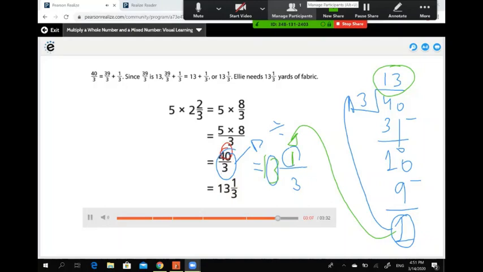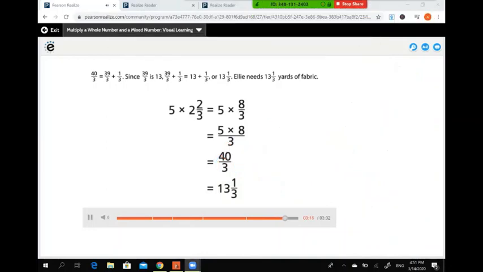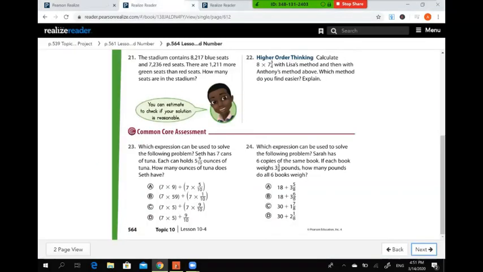40/3 equals 39/3 plus 1/3. Since 39/3 is 13, 39/3 plus 1/3 equals 13 plus 1/3, or 13 1/3. Ellie needs 13 1/3 yards of fabric. Now you know how to multiply a whole number and a mixed number. Let's move to the questions page.